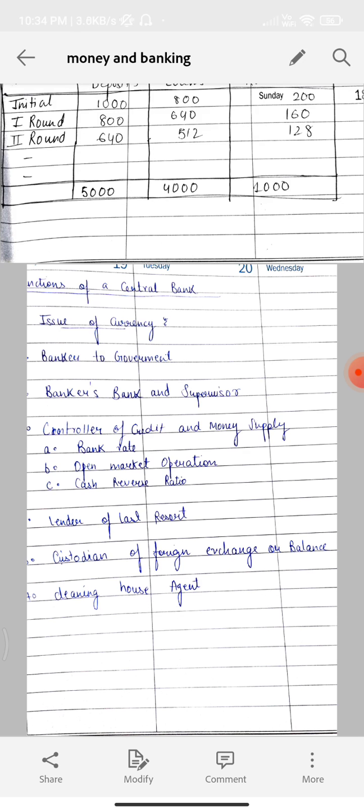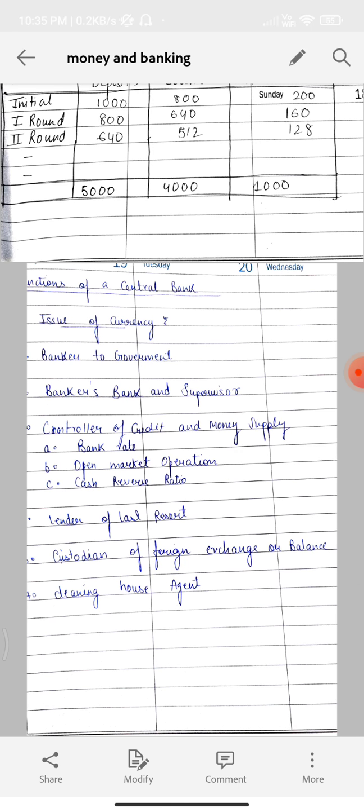Okay guys, there are more points to be discussed in the functions of the central bank, and that will be continued in the fifth lecture of the series. I hope you are enjoying it. I hope you are getting all the points. The third, fourth, fifth, sixth and seventh functions will be discussed in the next video.